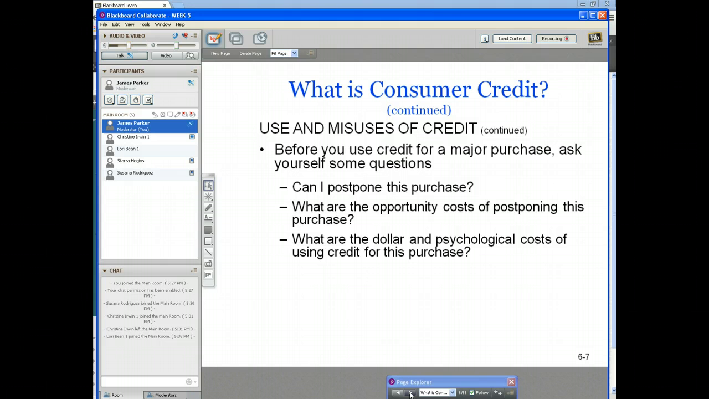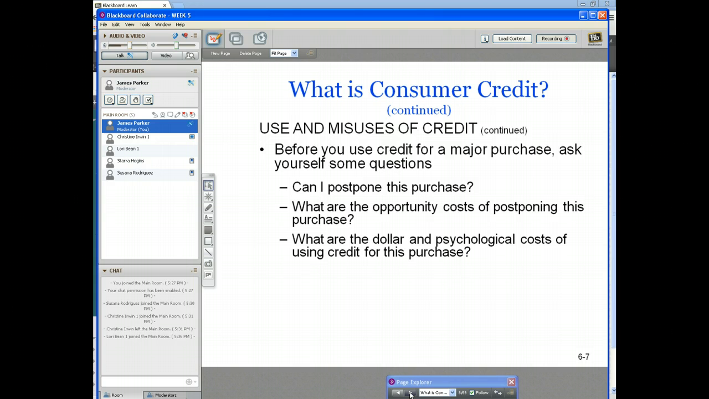Use and misuses of credit. Can I postpone the purchase? What are the opportunity costs? And what are the dollar and psychological costs of using credit for this purchase? Obviously, can you postpone this purchase? Well, that's not so much an emotional decision. If you're wrapped up in it, it's whatever. Obviously, you should try and postpone the purchase if you could, if it made sense. But I'll give you some credit there that you've decided it is time to buy at this point. The opportunity cost, that just means what are you going to give up?